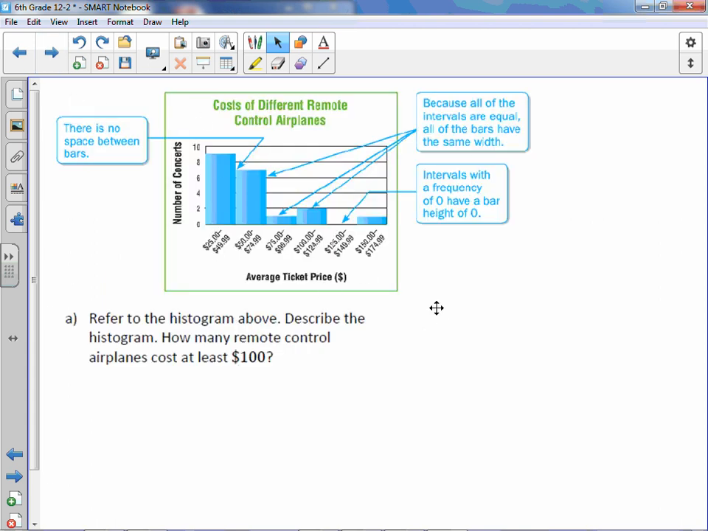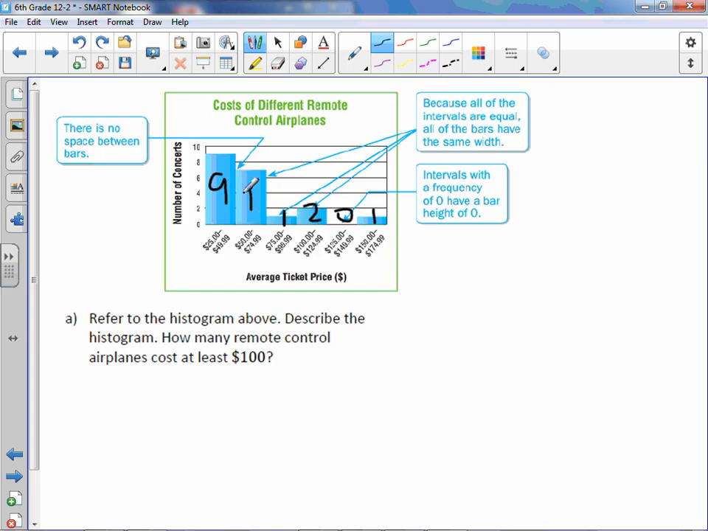So let's take a look and try and analyze the graph above. Refer to the histogram above. Describe the histogram. How many remote control airplanes cost at least $100? So before we answer this question, let's write down some information that we see. Well, the first thing I can see, let's count each bar. So 25 to 49.99 looks like there are 9 amounts in there. The next interval is 7 amounts, 1 amount, 2, 0, and 1 again.